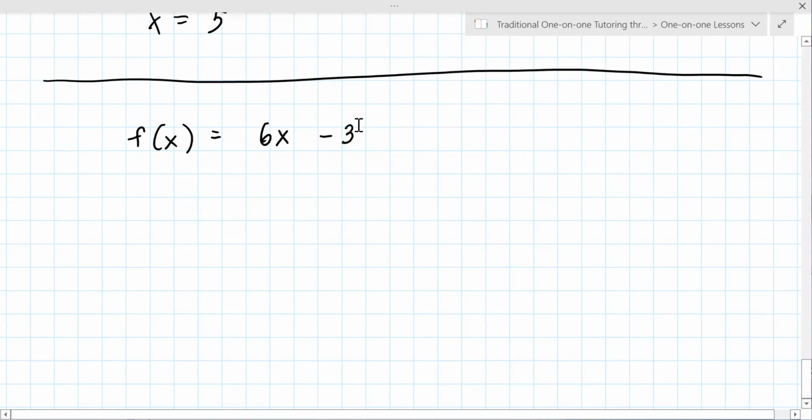Let's go. Sorry, let me change this. Sorry, this didn't come out right.